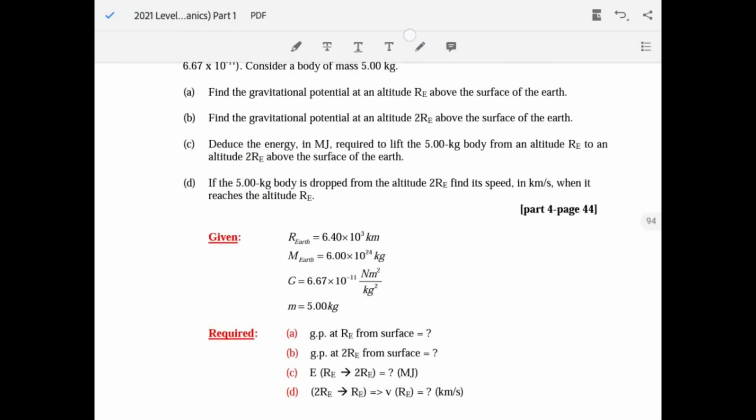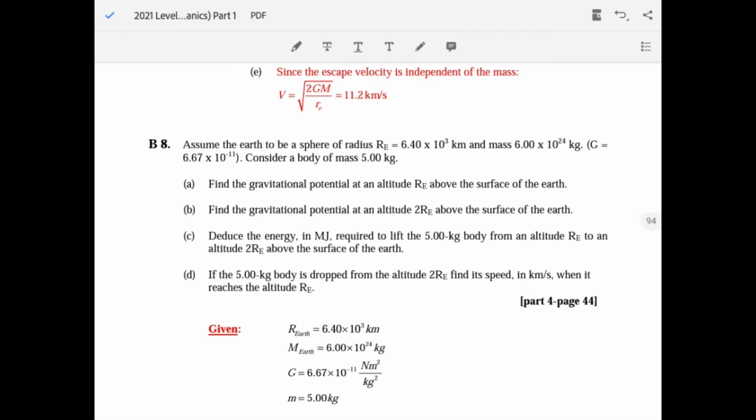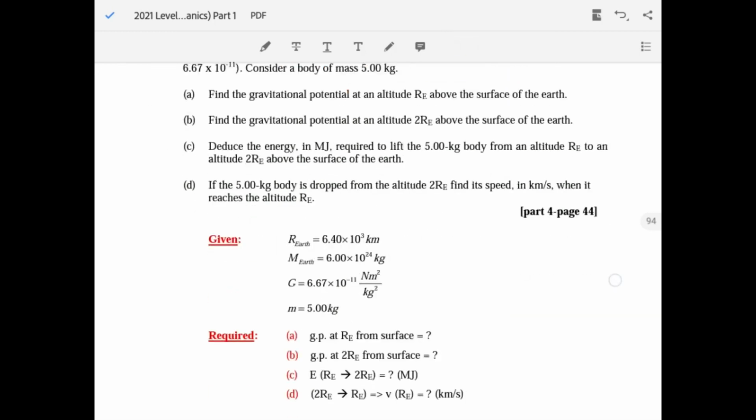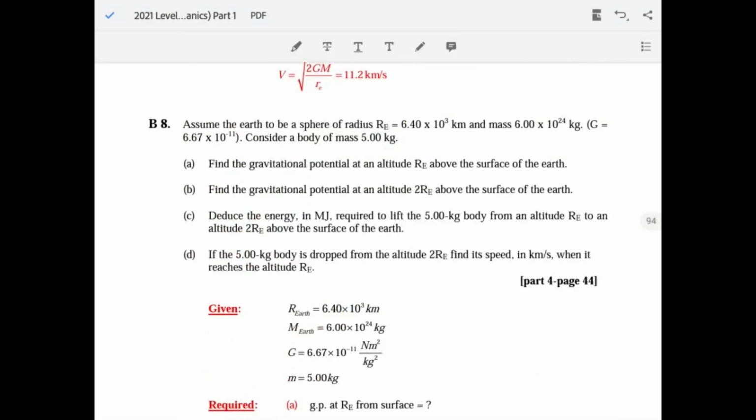And if the 5 kilograms is dropped from altitude 2RE, find the speed. If you just drop it from a higher altitude, then you would gain energy, you would gain speed. So whatever change you got here is equal to half mv squared. You plug in m, 5 kilograms, and you get v. You take the square root of that, you get v, and divide by 1000 because kilometers per second. That is basically it. Faisal will do BQ9.